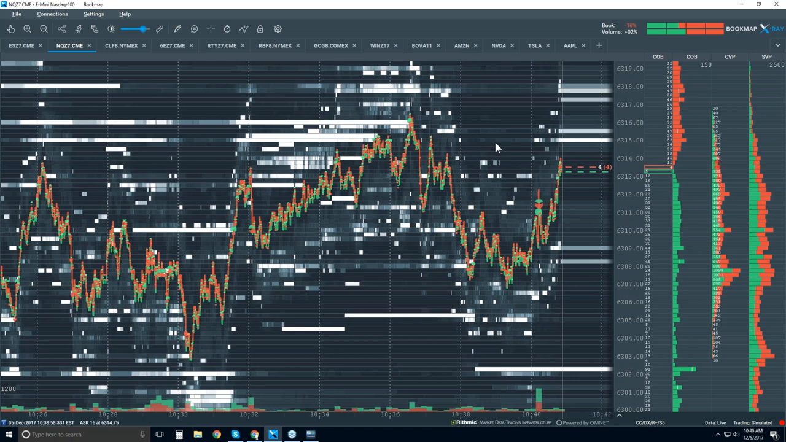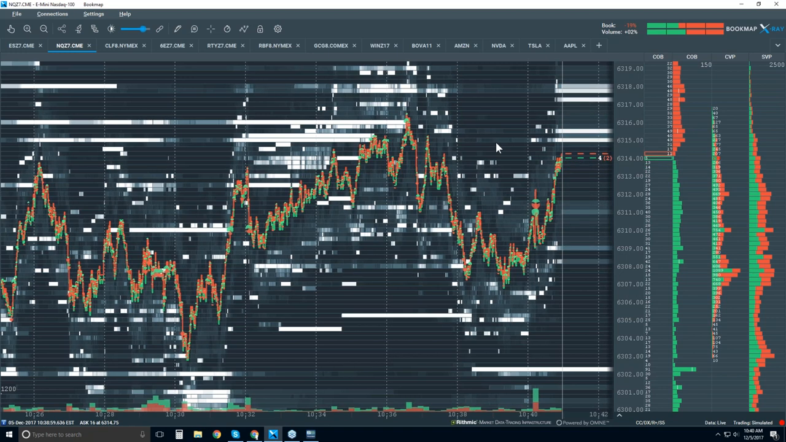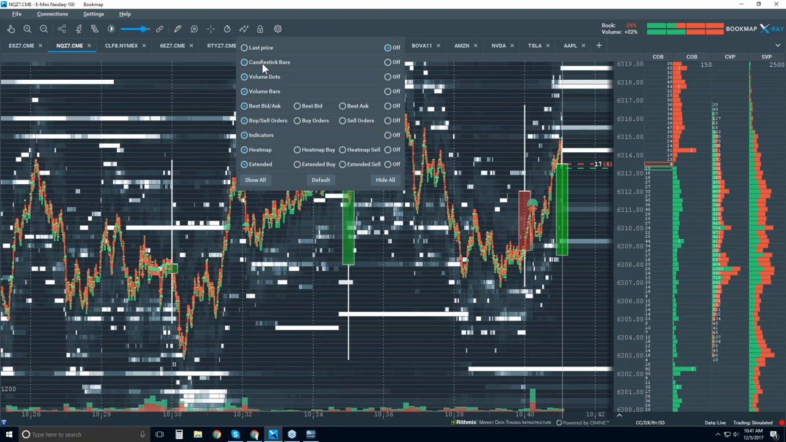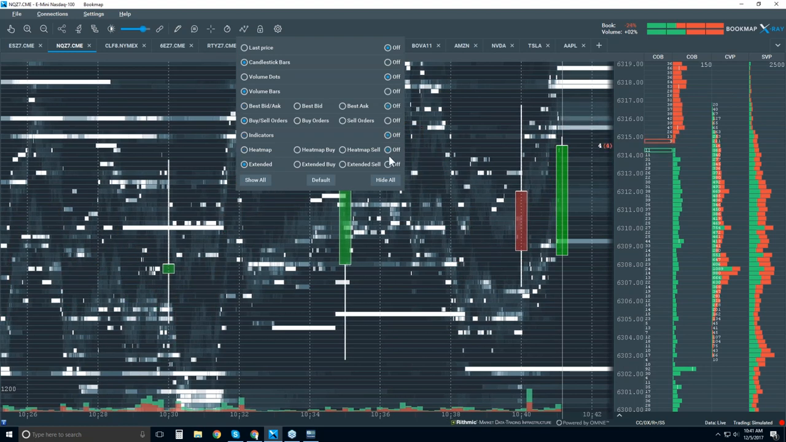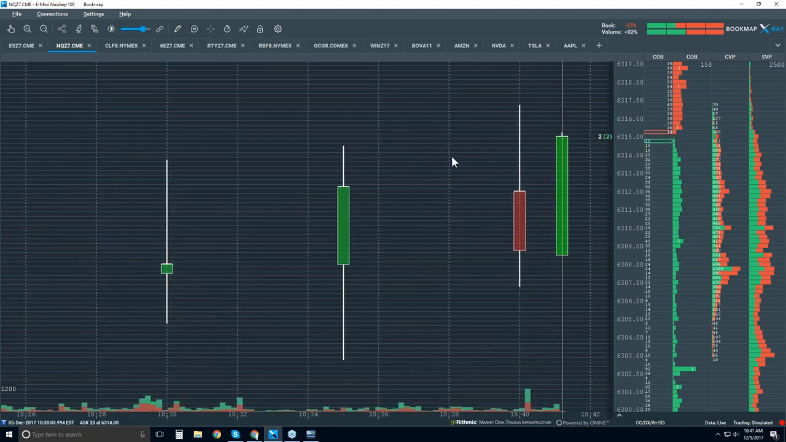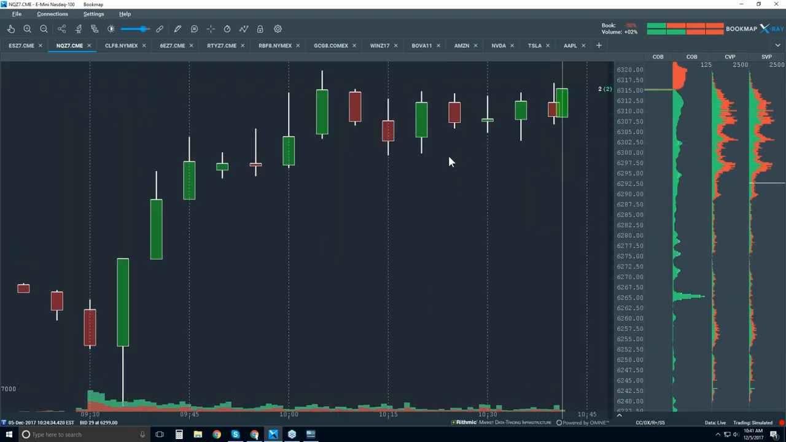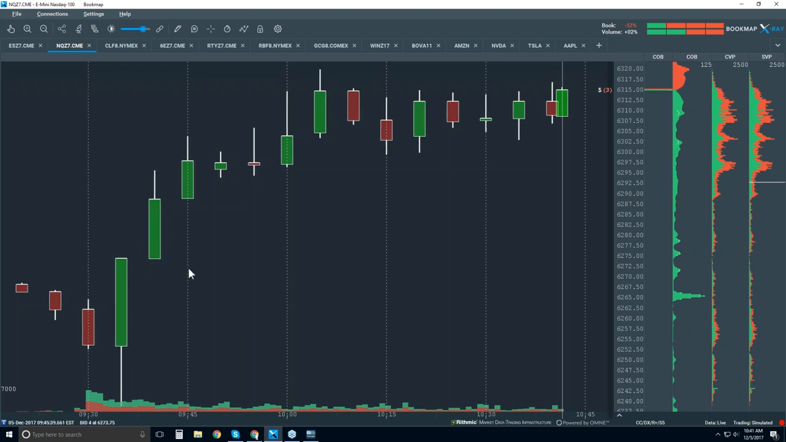So let's get into the details of what Bookmap is displaying, and I'll explain each one of these. We're going to start with a very simplified candlestick chart, and just show that. Let's zoom out a little bit. So here's our 5-minute candlestick chart, and we all know what this is: open, high, low, close of a 5-minute period. This is the view that we've been accustomed to for quite a while.